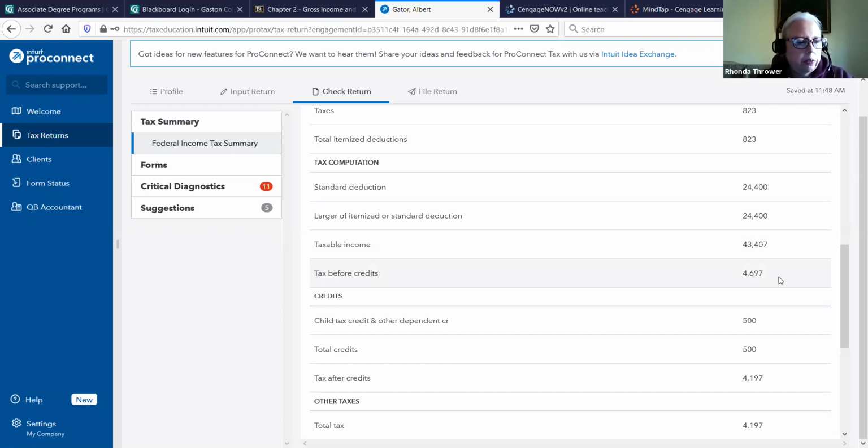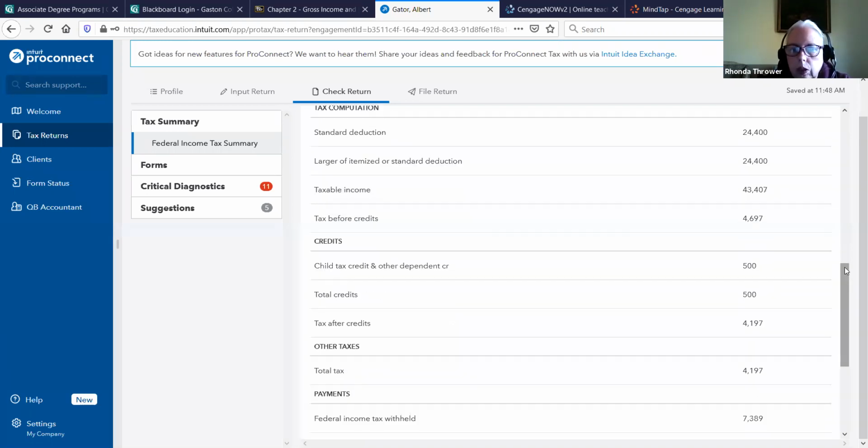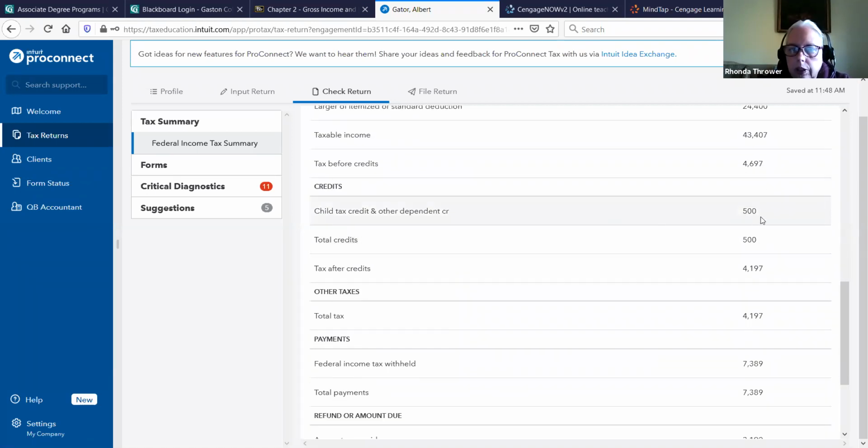And your tax was $46,997, which is your tax before any credits. I'm sorry, this is your tax amount. And then you had one child that you could claim as the other dependent credit. That was $500. That was entered in Chapter 1. You have total credits of $500. And so the total tax so far would have been $4,197.